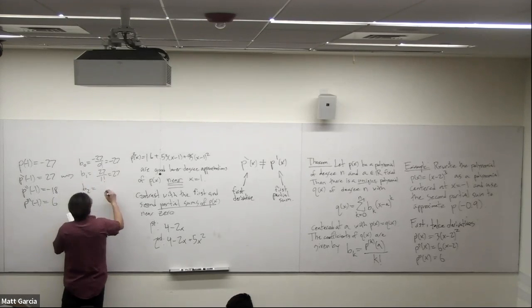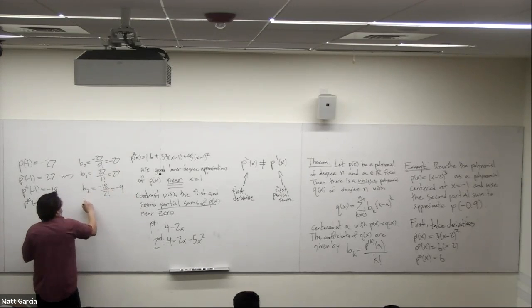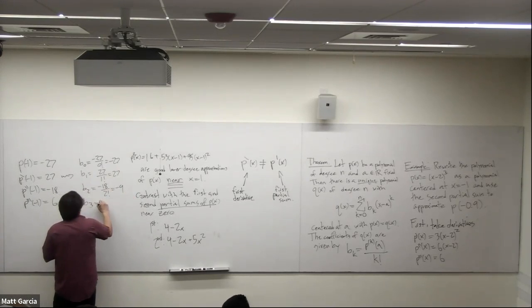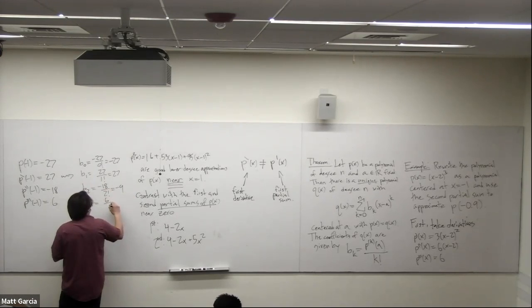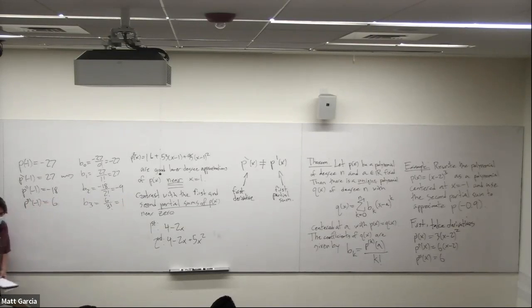B2 is -18 divided by 2 factorial, which gives us -9. And B3 is 6 divided by 3 factorial, or just 1. Okay, now we have all our information to write a recentered version of P with the center -1.